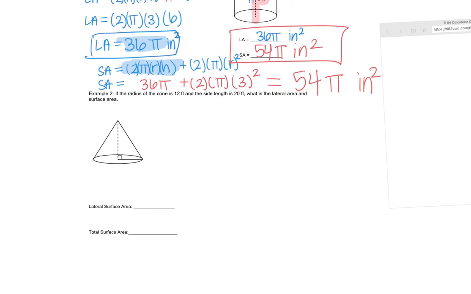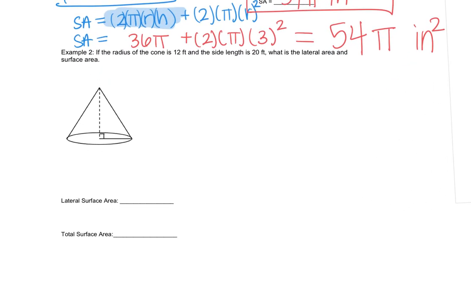Ok. El último ejemplo 2, esto es un cono. So let's do example 2. This is a cone problem. It's telling you if the radius of the cone is 12 feet. So they already told me what R is. R is 12. They were being nice in this problem.